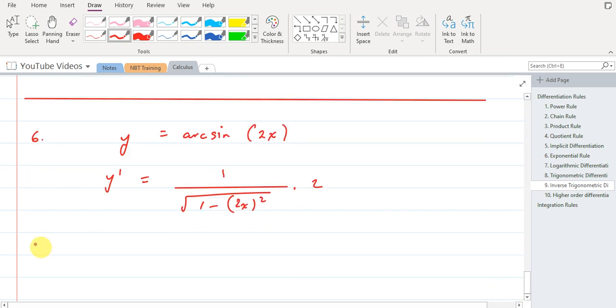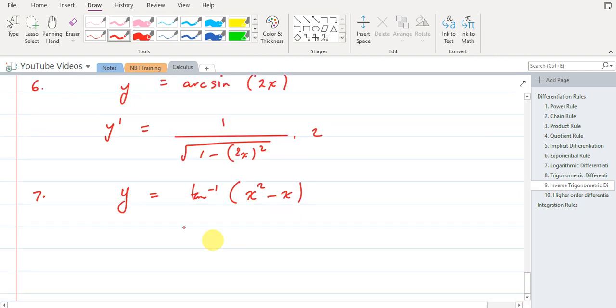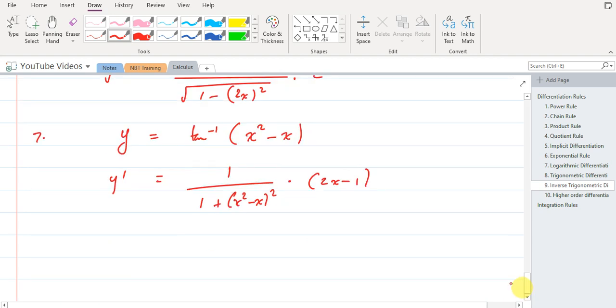Number 7, if I have to find y is equal to tan inverse of x squared minus x, then y prime will now be equal to 1 over 1 plus this here squared, which is x squared minus x all squared, times the derivative of this, which is 2x minus 1. That's my answer.